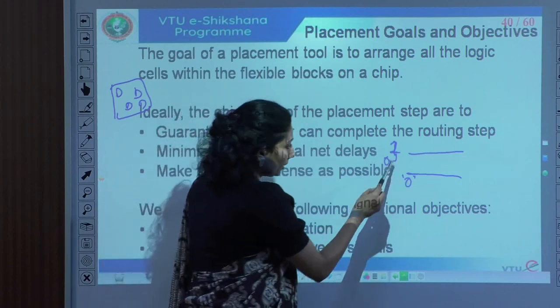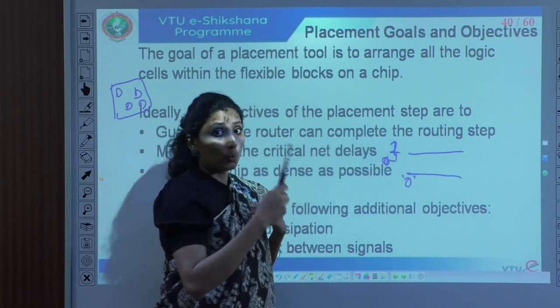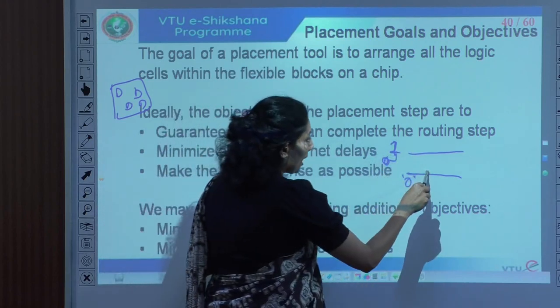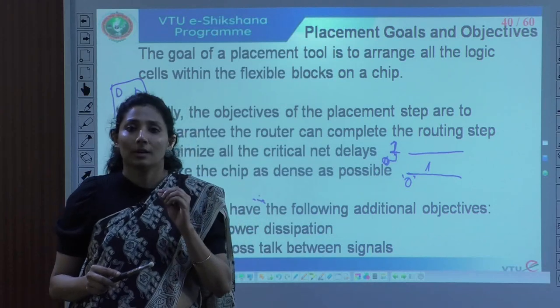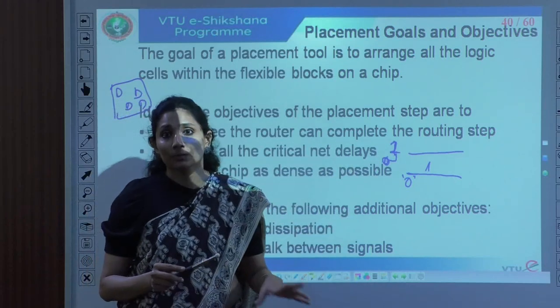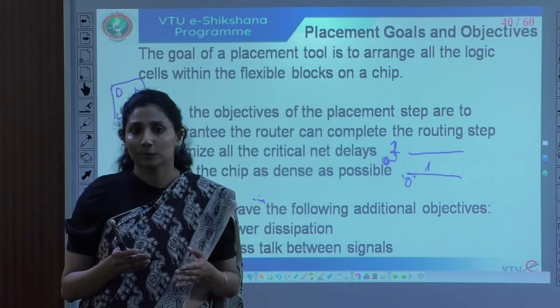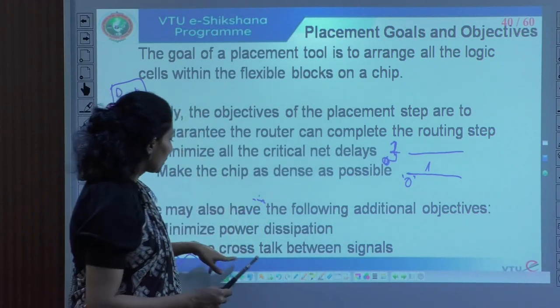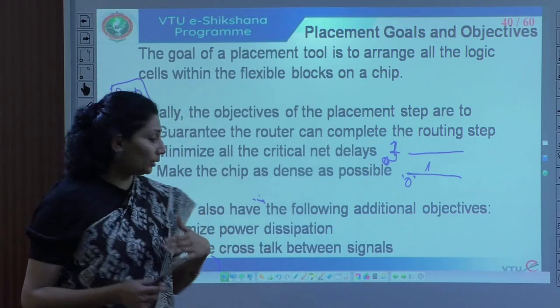So when it is under idle condition and line 1 is switching from 0 to 1, this switching can introduce some spike into the second line that will be misinterpreted as a value, okay. That is called crosstalk. We say it is a coupling of charge from one line to another.